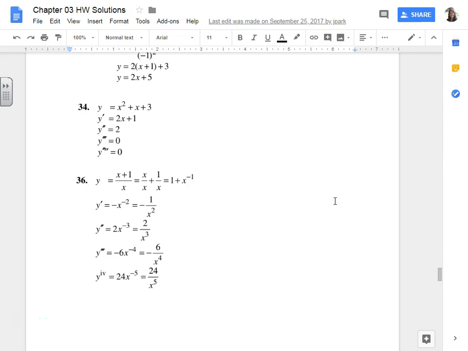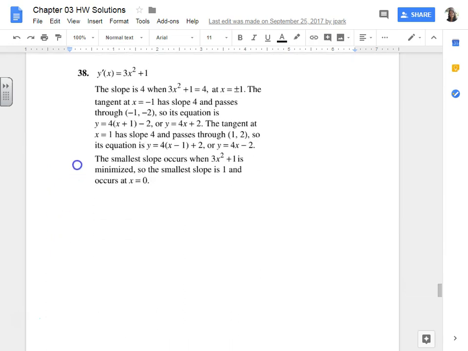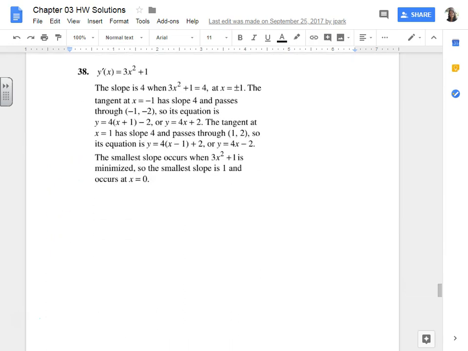Anyway, number 36, you guys already check it? All the way down? Oh, got it right. Okay, number 38. Were you trying to find when the slope was 4 at plus or minus 1? The equation of one line: y plus 2 equals 4 times x plus 1. The equation of the other line: y minus 2 equals 4 times x plus 1. Smallest slope occurs when it's minimized, and it happens at 0. At the points where the slope is 4.